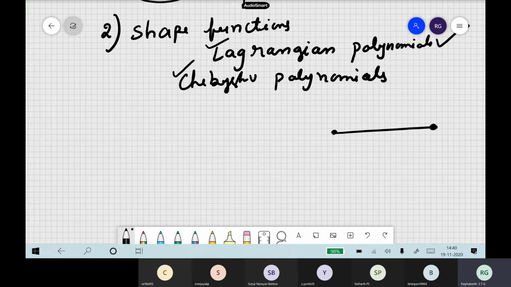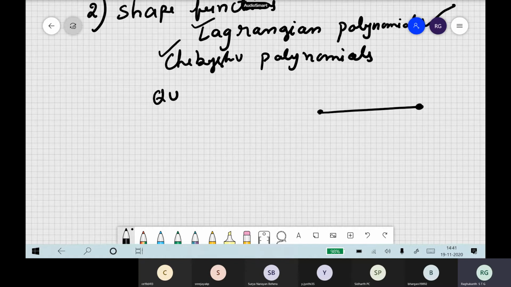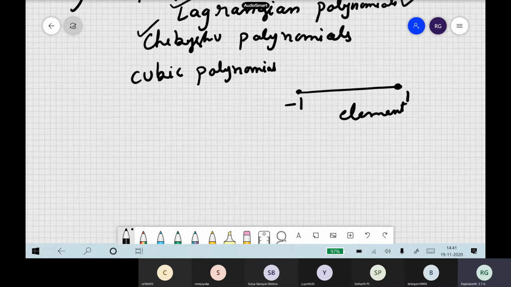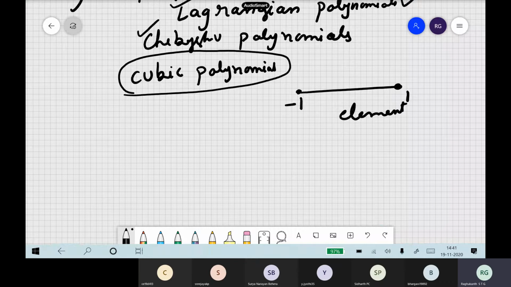Now, where will these points be located in our spectral element? For example, I want to fit a cubic polynomial, so the displacements vary as a cubic inside our element. Once I transform from the global to the local coordinate system, this is my element, from -1 to 1. For a cubic polynomial, how many points are required? For linear, 2 points. For quadratic, 3 points. For cubic, you require 4 points essentially.